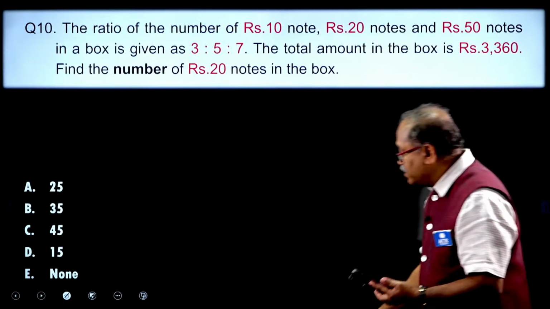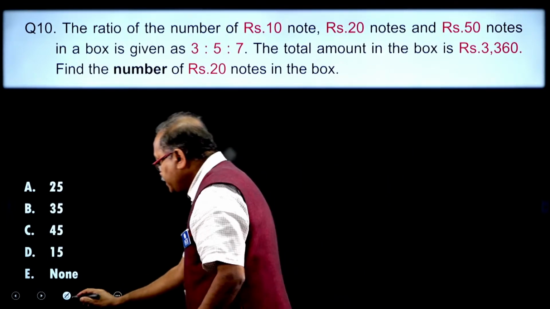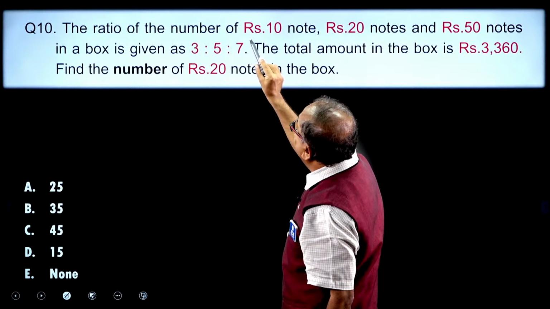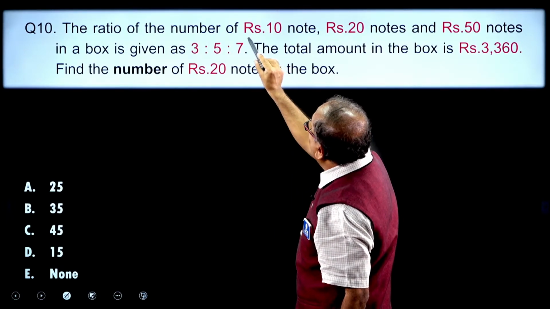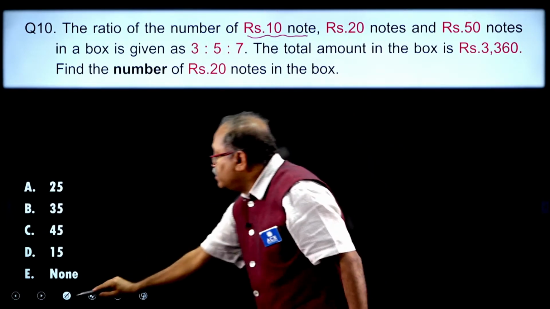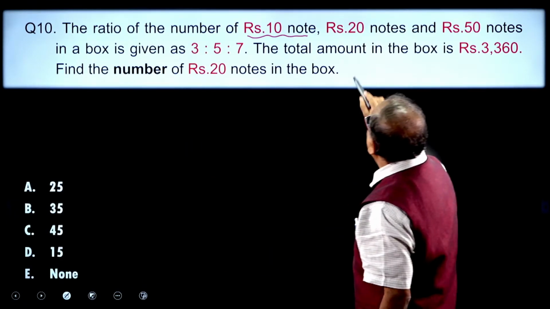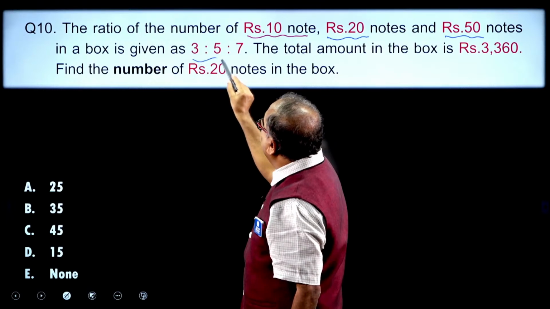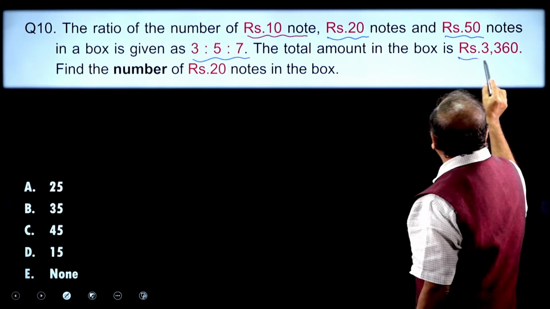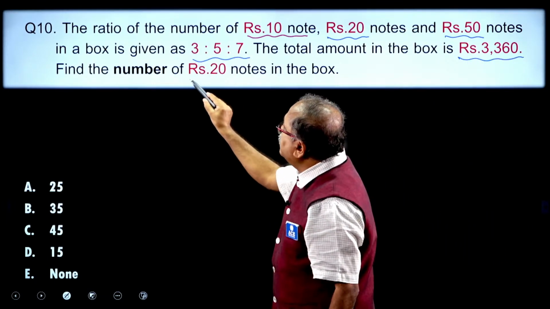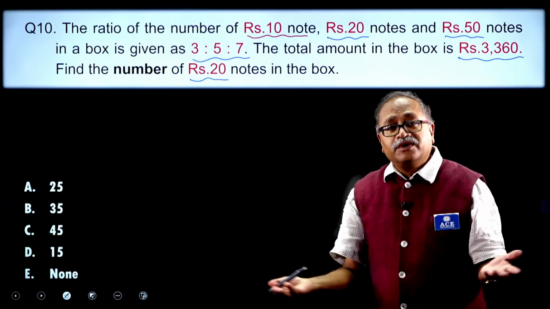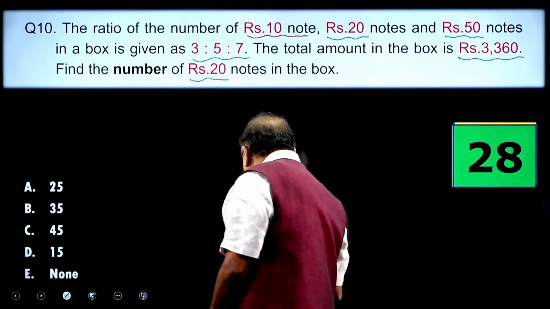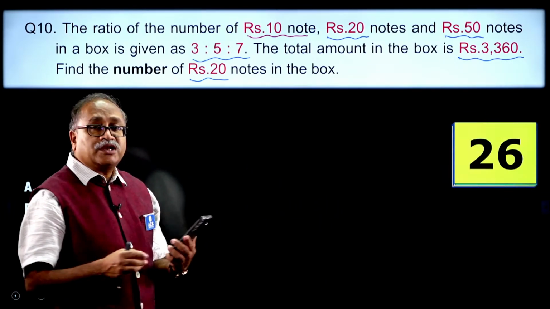Okay, the next question on your board is this. Here the ratio of the numbers of rupees 10 note, rupees 20 note and rupees 30 notes in the box are in this ratio, and the total money is this much, then how many rupees 20 notes are there? Very frequently asked question. Now answer the question. Your 30 seconds is here, my dear friend.